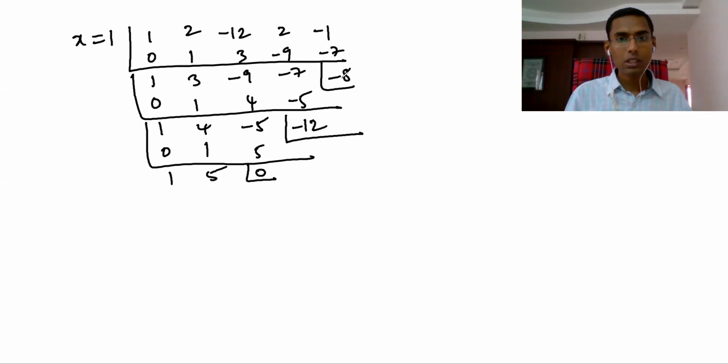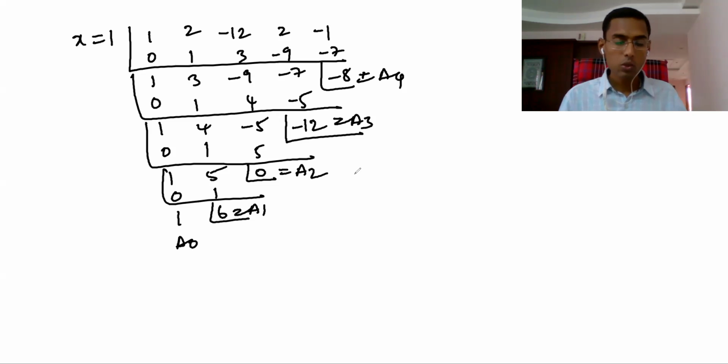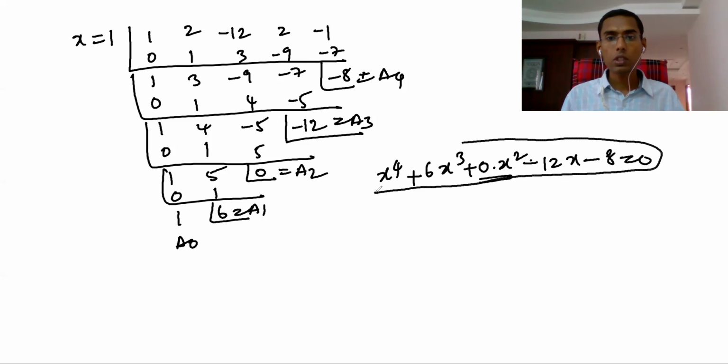This is what I am telling. This is A4, this is A3, because it is fourth degree, you have to start with A4. Then A2, and A2 is 0. Then this is 0 means what you get? This is 1, this is 6. This is A1, and this is automatically A0. So what you get is A0 into x power 4 plus A1 into x cube plus A2 into x square. See, the third highest power is eliminated. Then minus 12 into x plus minus 8 equal to 0. So this is the required equation.